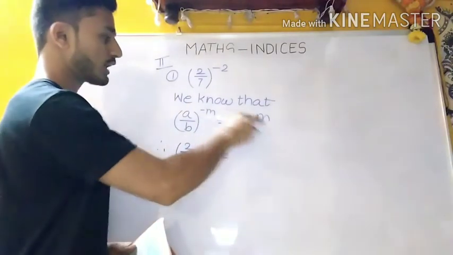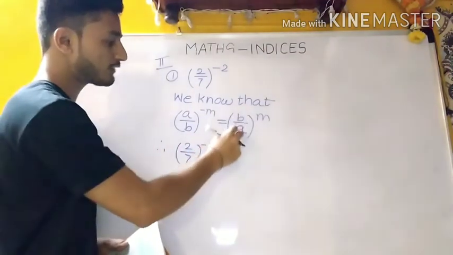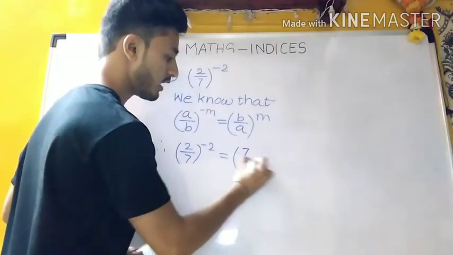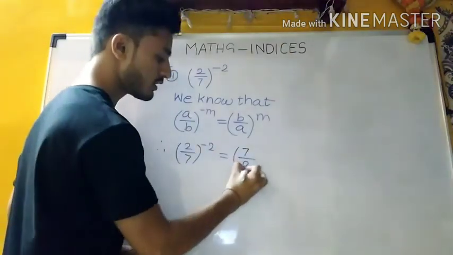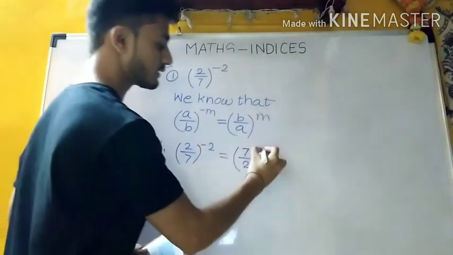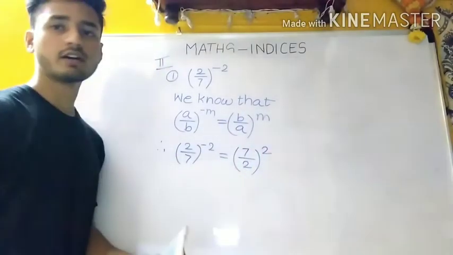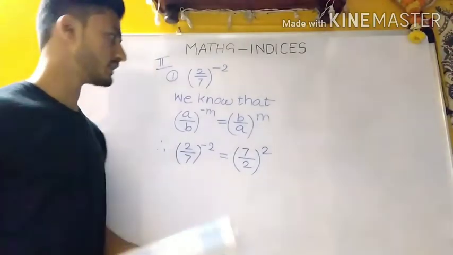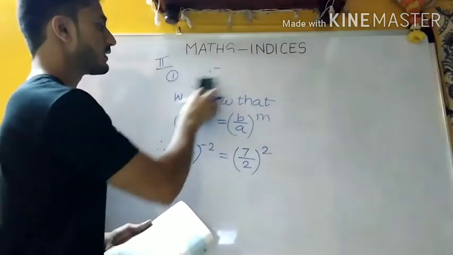Now to convert it into positive one, what do we have to do? We have to write b first. Now b here is 7, so it will be 7 upon a, here is 2, so 2, and now this minus 2 will become plus, so we only write 2, and this is your final answer. Okay, the rest of the sums are similar. I'll just solve the last sum.